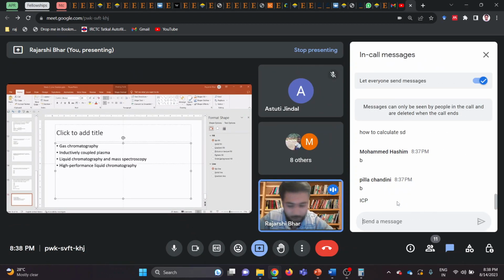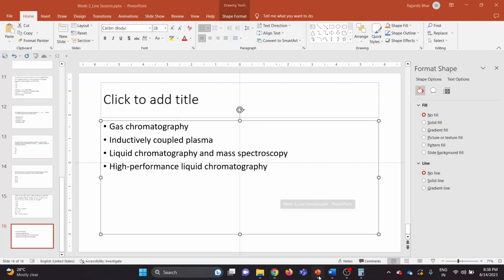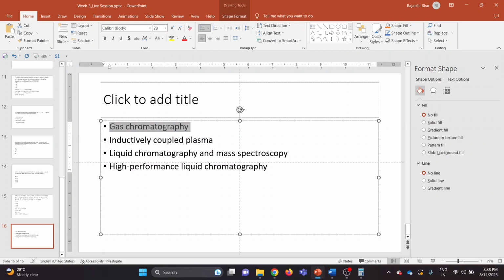Okay, so ICP, option B, is absolutely correct. ICP is the correct answer. That is inductively coupled plasma. It is used to analyze the concentration of heavy metals. The other ones, gas chromatography, liquid chromatography, and other things, are basically meant for identifying organic compounds. First, gas chromatography alone cannot be sufficient. For example, you have wastewater in which there are various dissolved organic materials.